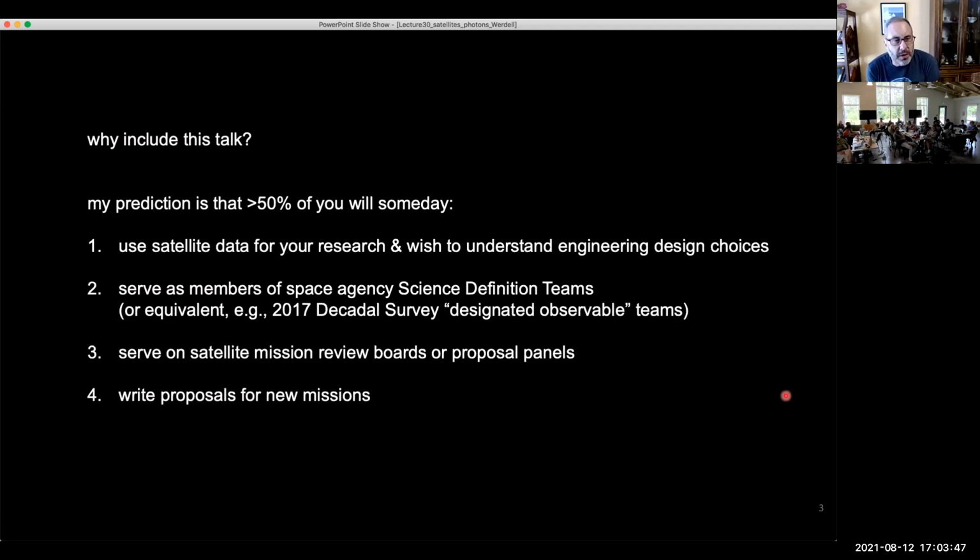All right, why are we including this talk? More specifically than what I said before, I predict that greater than half of you are going to use satellite data for your research. And I really hope if you do, you understand your engineering choices. You will probably be asked at some point to serve as members of space agency science definition teams or National Academy teams, or different kinds of organizations that are expected to come up with ideas for the future.